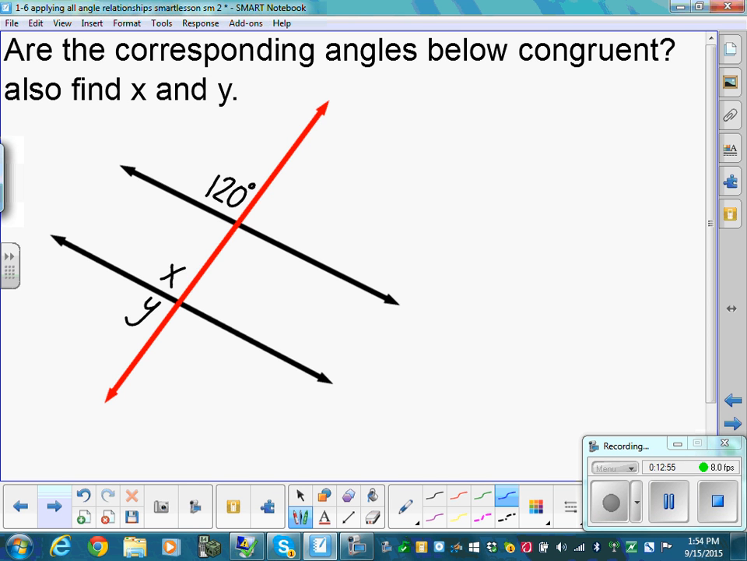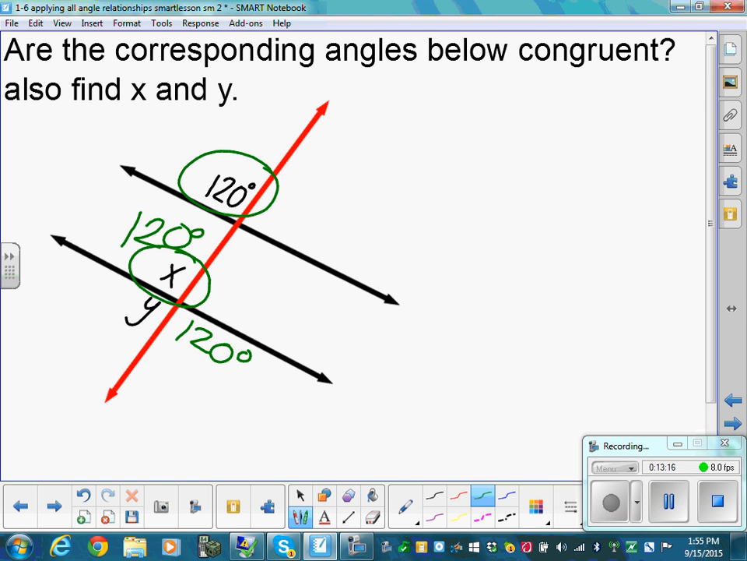If you have two parallel lines and a transversal, can we go through and find x and y? Yeah, x is 120. Okay, Alex, you just said it dead on. If that's 120, what's this? And you do that because they are what type of angle? Corresponding. That's a vertical angle, so that would be 120. Okay, so this is 120.